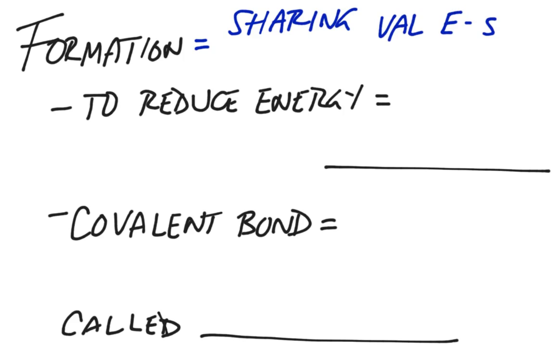And the reason that we share valence electrons is to reduce energy. The reduction in energy leads to increased stability for the atom. So it's actually more advantageous to pair up with someone than to stand alone.